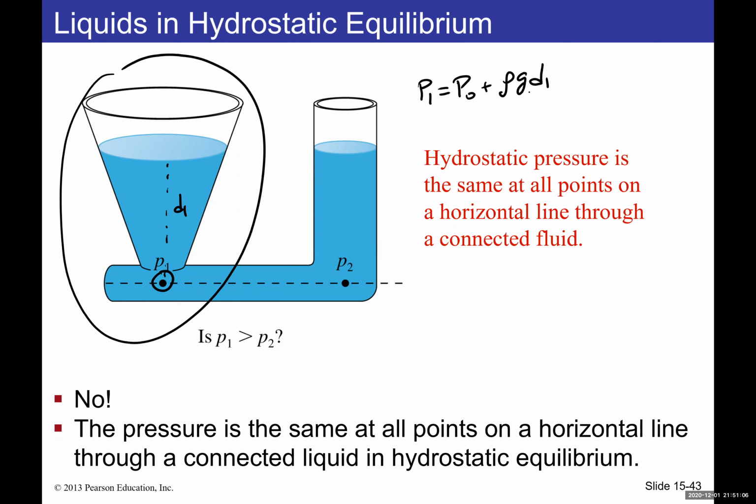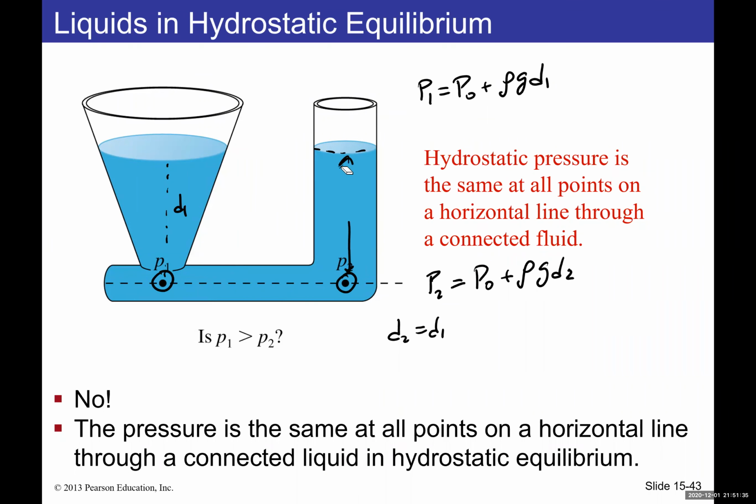Now, because the second container has exactly the same height, if I choose some point two, and D2, and I calculate the pressure at point two, then again it is atmospheric pressure plus rho times G times D2. If this is the same liquid, same density, and if D1 and D2 are the same, then the pressure is going to be the same. And I can see that P1 and P2 are the same pressure.